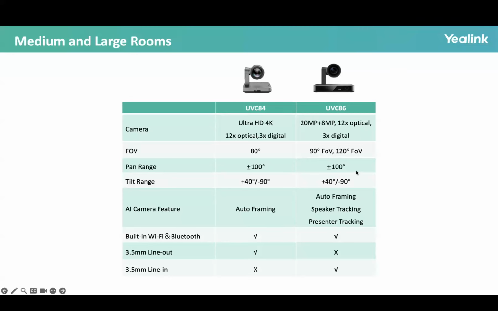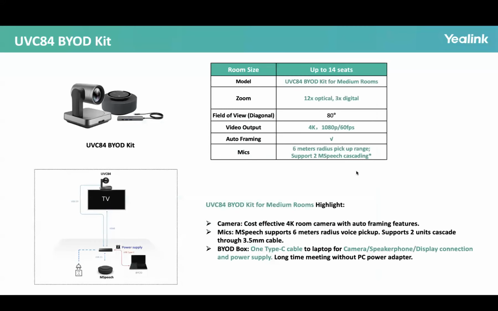And again, these all are Cat6 powered, and you can connect to your AV hub or the PoE switch and get things started. So the following slides are just the kits to help you understand how you can mix and match certain products, and how you can even fit it for different room sizes also. So for example, you can use your US84 with your M Speech microphone, and this M Speech is capable to cover at least 14 seats.